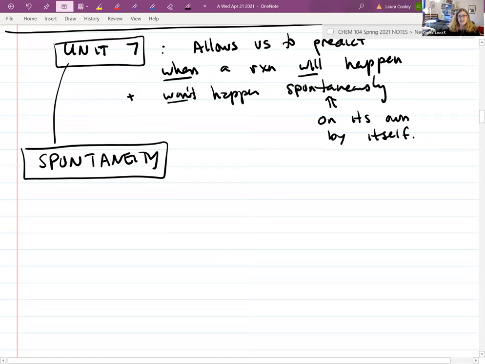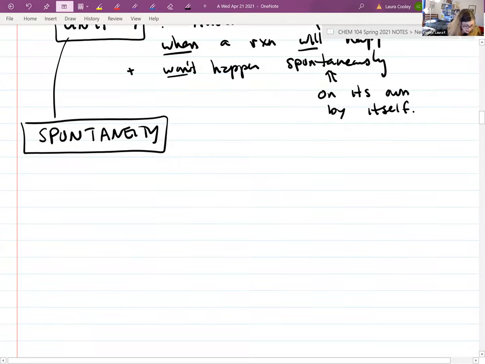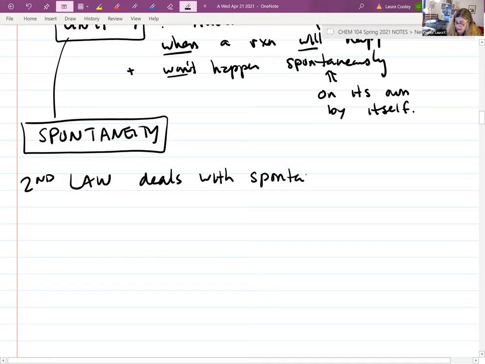Spontaneity for us is when you do something fun or you just thought of it, so you do it. Well, a chemical reaction has a very specific meaning. Spontaneous means happens on its own. And the second law of thermodynamics deals with spontaneity. In fact, this is what the second law says.